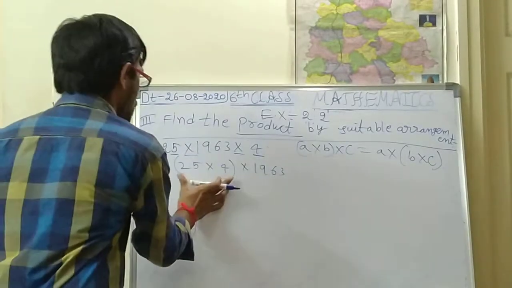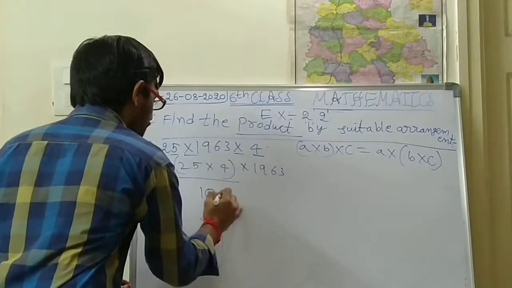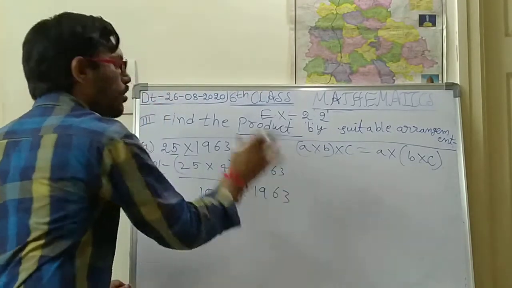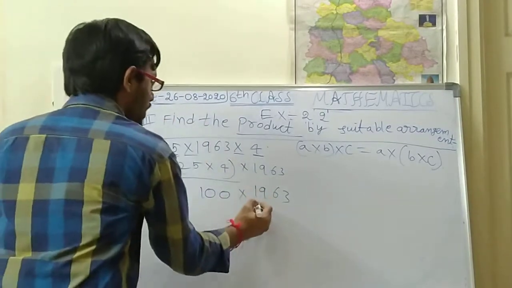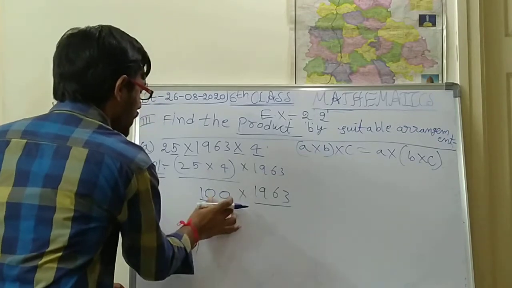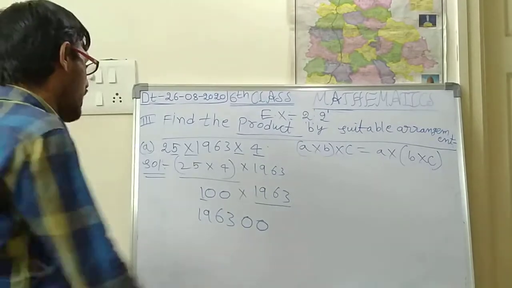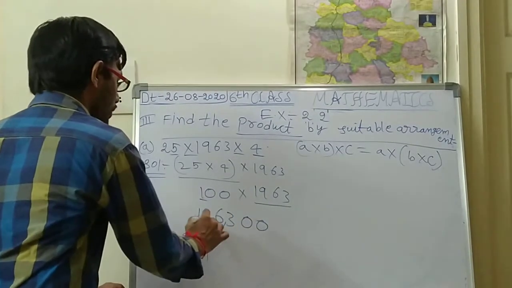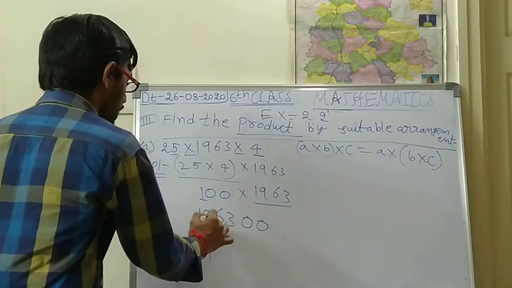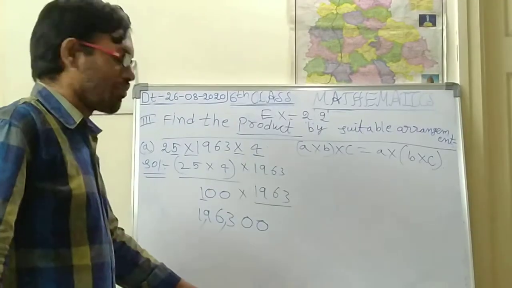Okay. So first 25 into 4. Do this bracket. 25 into 4 is 100. Okay. Into 1963. So 100 into 1963. What is 100 into 1963? 1963 into 1 is 1963. How many zeros are there? 2 zeros. Write down 2 zeros as usual. Okay. After writing, you place the commas in the Indian system of numeration. So comma, next comma.